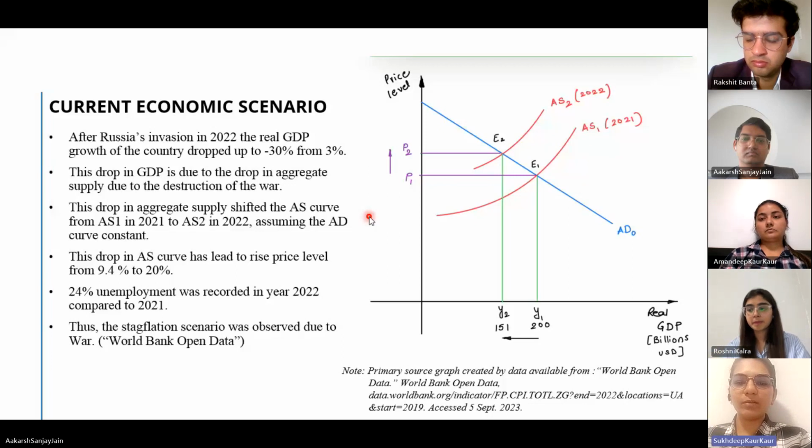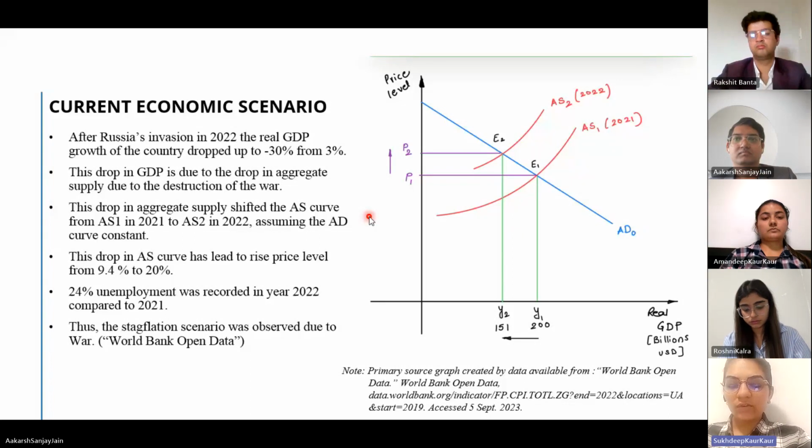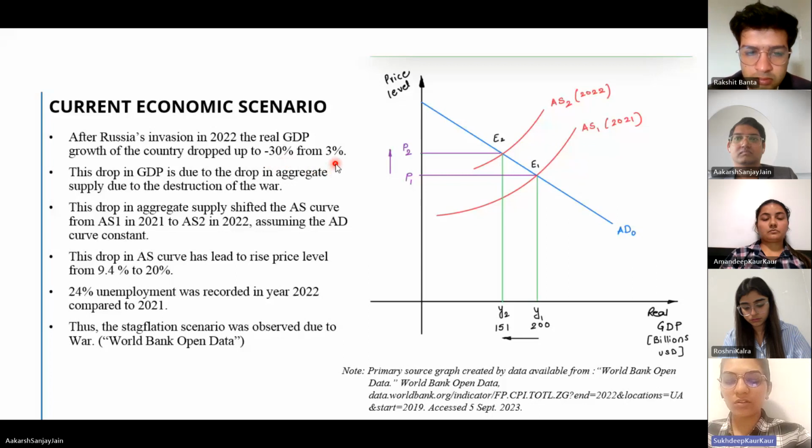Hello everyone, my name is Sukhdeep. My part is about the economic scenario of this macroeconomic analysis. In this analysis, we have noticed that after Russia's war in 2022, the real GDP of the country decreased. It was about 3% before the war, and now it was minus 30%. This drop in GDP is due to the drop in aggregate supply due to the effect of the war.